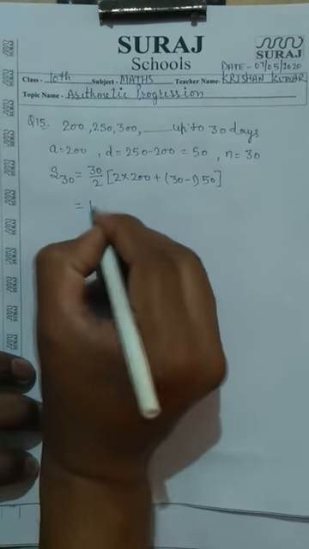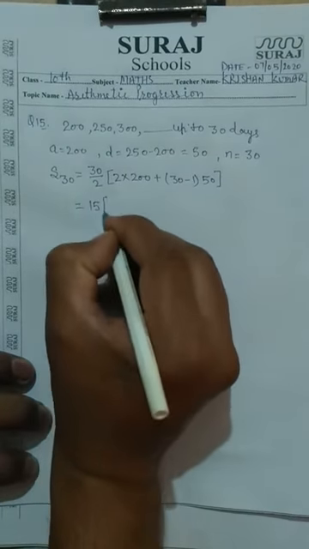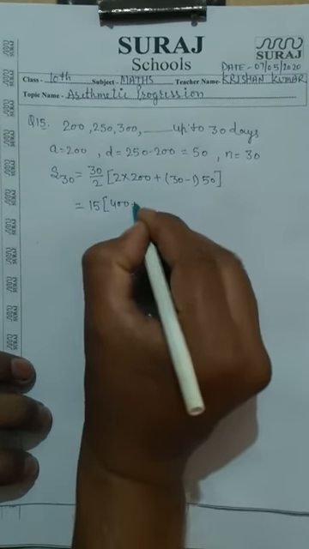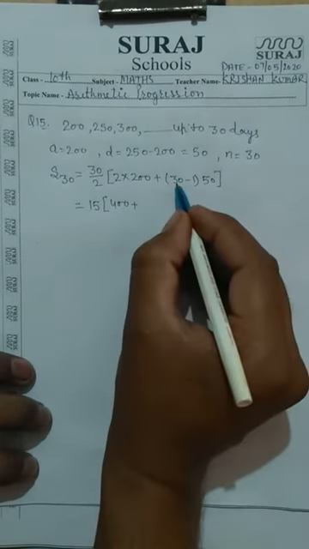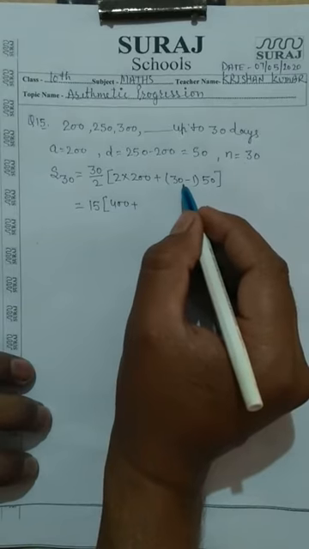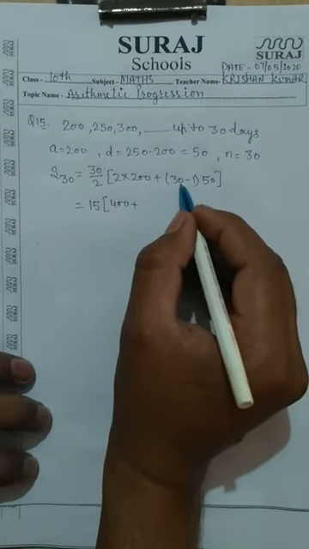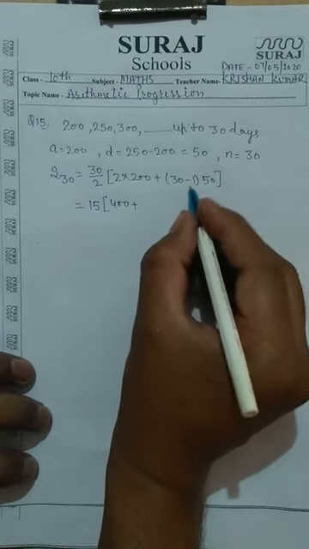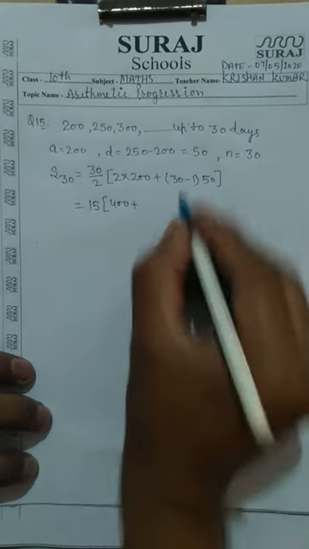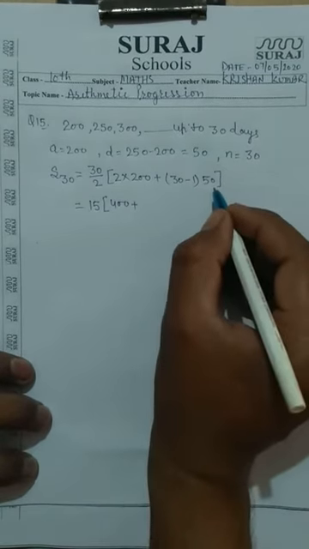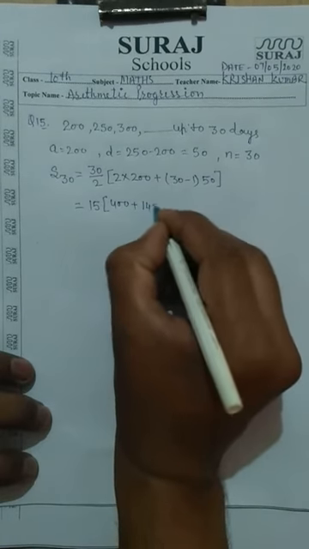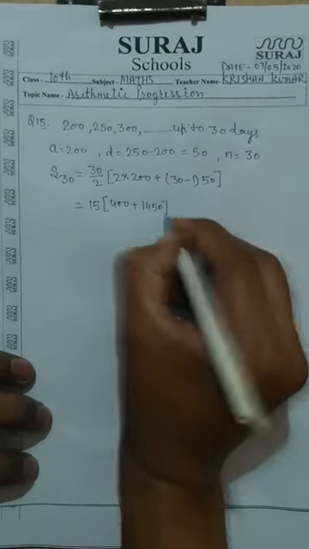30 divided by 2 is 15. 200 into 2 is 400, plus here it is 29, 29 multiplied with 50. So beta, we will calculate the multiplication of 29 and 50, and that is 1450.